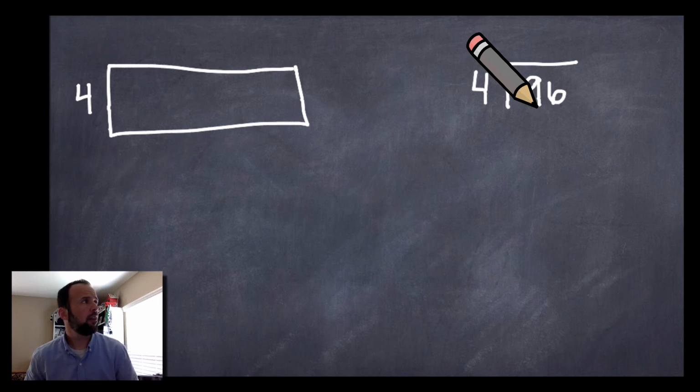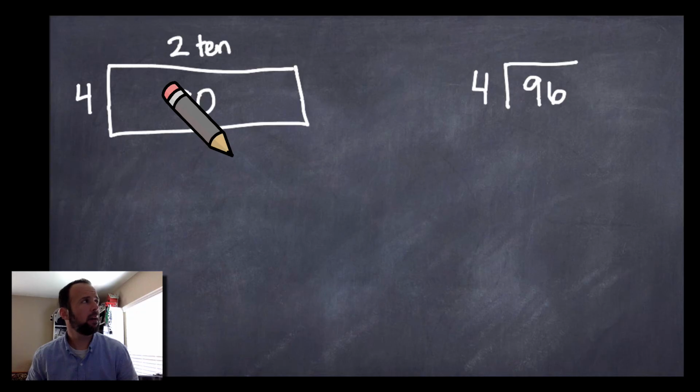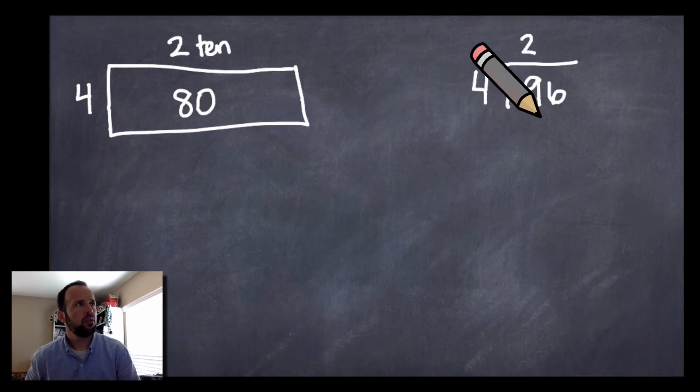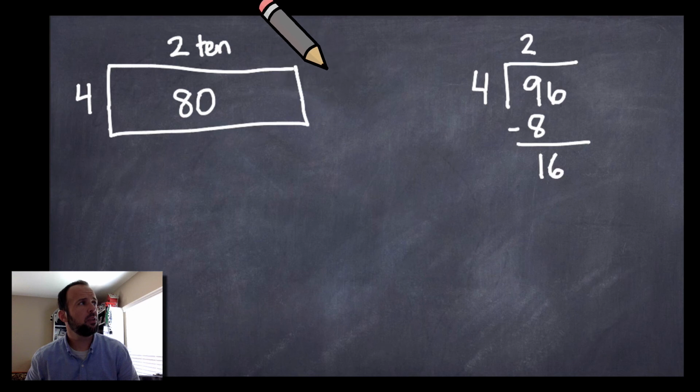Well, if we multiply 4 times 2 tens, that will get us to 80. That's about as close as we can get, right? If we went by 3 tens, that would give us 120. We would be way over, right? No good. But if we did it by 2 tens, that would give us 80. Those 2 tens gave us 8 tens. We could subtract that out. You have 1 ten and 6 ones left to go. So now I have basically 16 square units left to go with a width of 4.